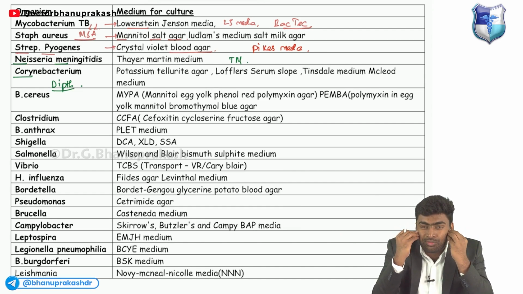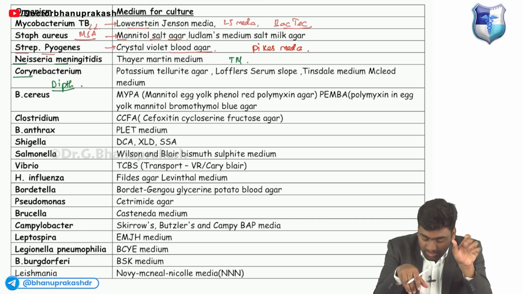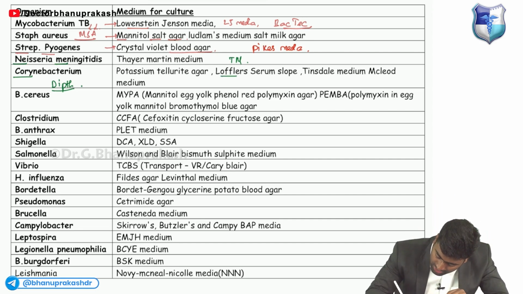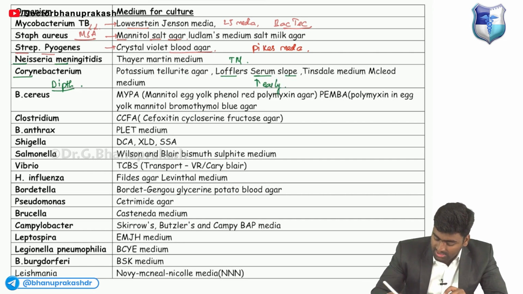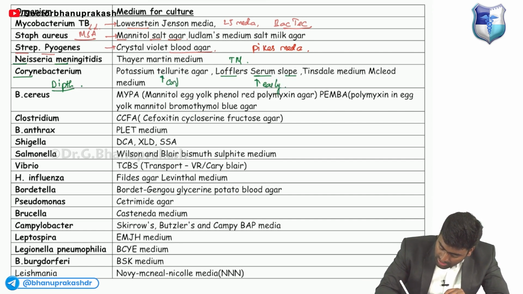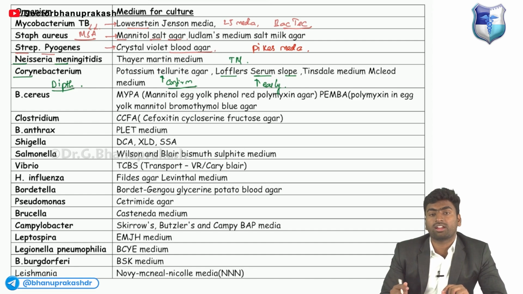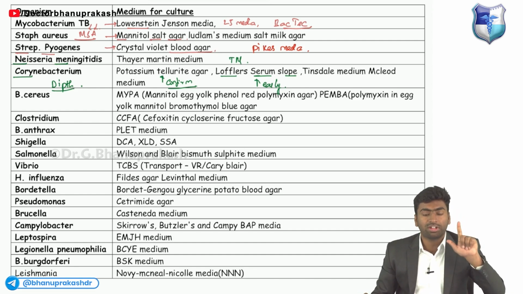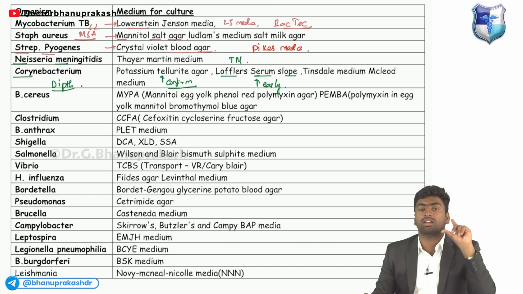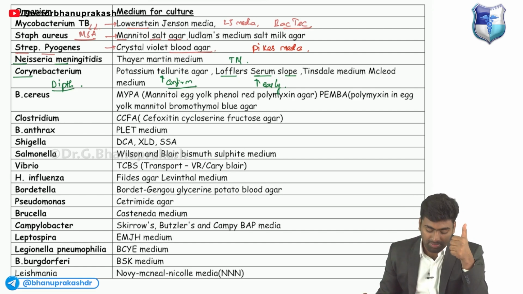So in a case of rapid diagnosis, we'll use the Loeffler serum slope, which is used for early diagnosis. Whereas to confirm the diagnosis, we'll use potassium tellurite agar. So remember, Corynebacterium diphtheriae: Loeffler serum slope and potassium tellurite agar.